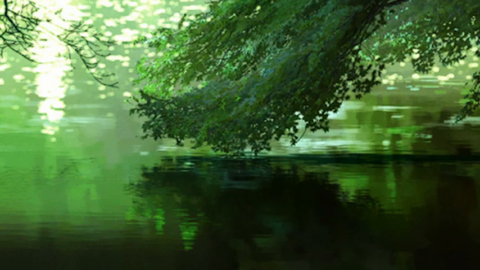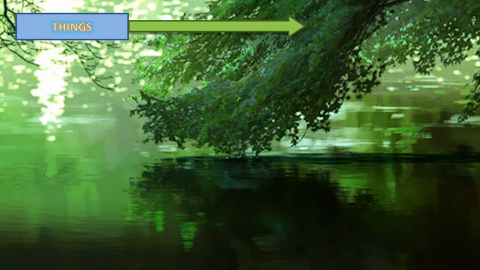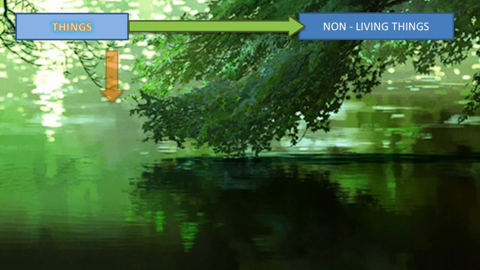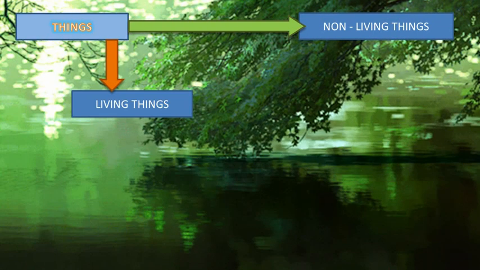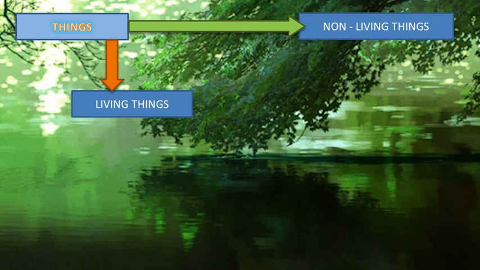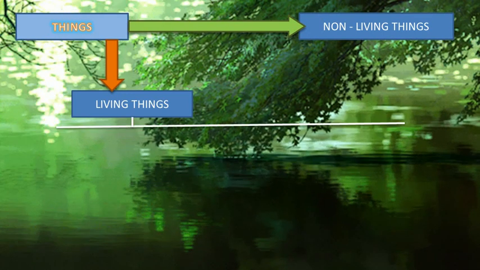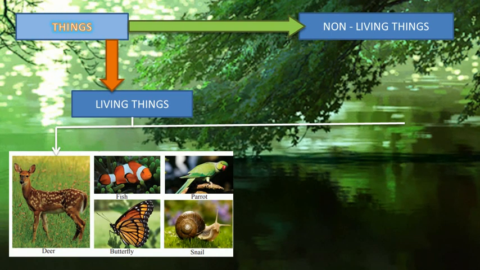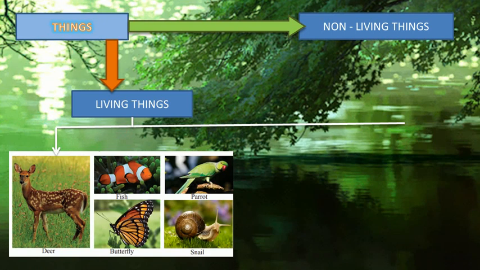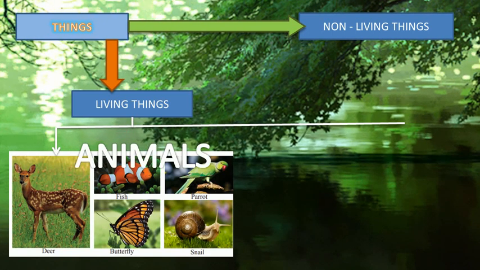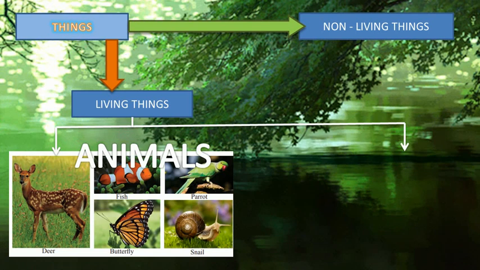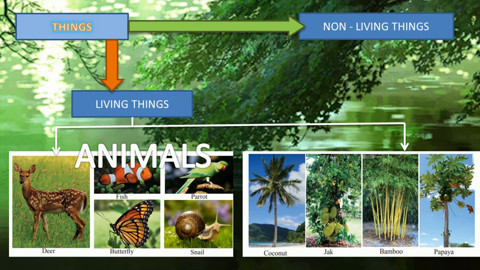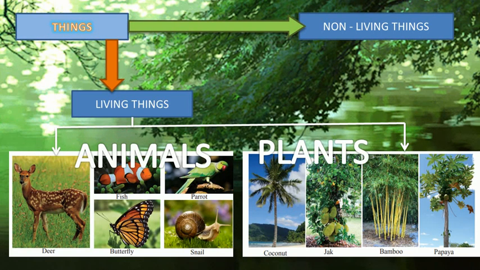Now let's see, things are divided into two that we already learned: non-living things and living things. Now living things are categorized into three different categories. We're going to see that. First category is this: deer, fish, parrots, snails, butterfly, as per in your book. Those are categorized as animals. And the next one is coconut tree, jack tree, bamboo tree, papaya tree. Those come under plants.